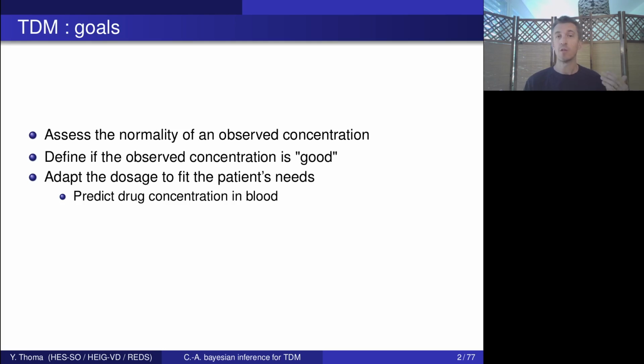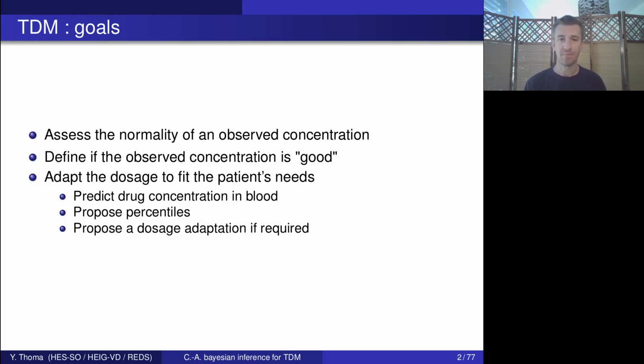We need to try to predict the drug concentration at a certain time for a specific patient, and we need to propose percentiles in order to assess the normality, to see whether the patient or the measurement seems all right or totally out of bounds. And then the idea is to try to automate the process of proposing dosage adaptation in order to fit the patient's need. So how can we do that in the practice?